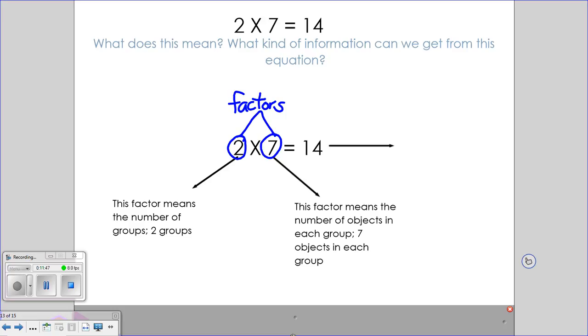So that first factor, you got this down, Peter? Exactly how I have it. The first factor always means number of groups. Second factor always means objects in each group.